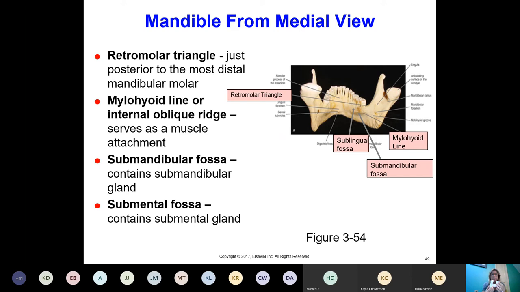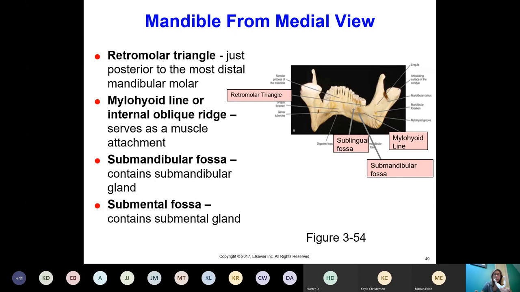So you've got your retromolar triangle. Your retromolar triangle is right behind your last molar tooth, and it's this little triangular area right up here. When you look inside of your mouth or a patient's mouth, that's the retromolar pad, which covers the retromolar triangle.